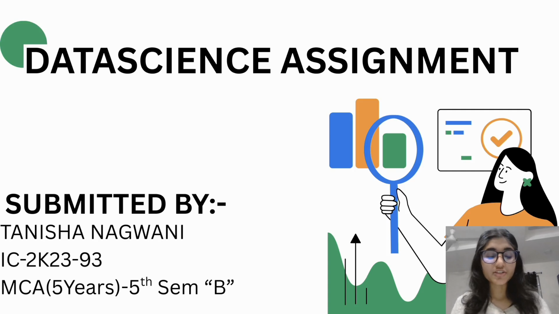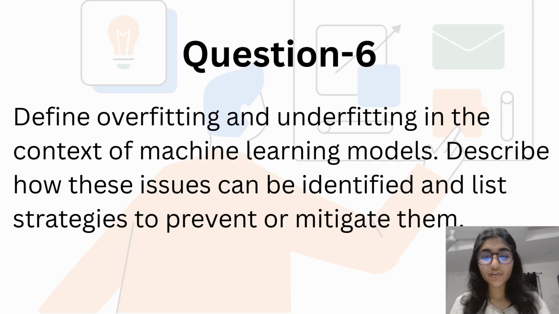Now, moving on to question 6 of the data science assignment series. The sixth question is: define overfitting and underfitting in the context of machine learning models. Describe how these issues can be identified and list strategies to prevent or mitigate them.